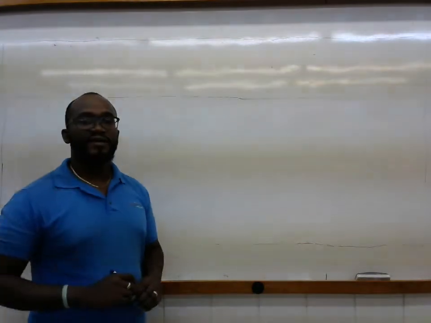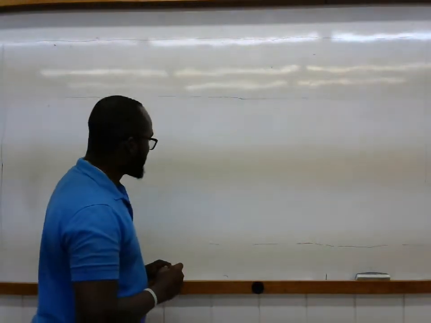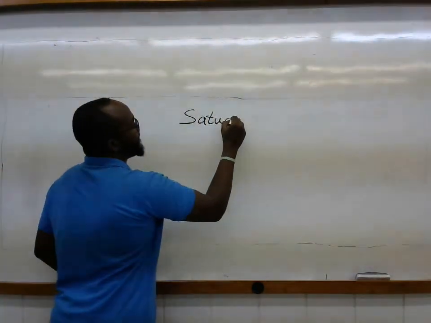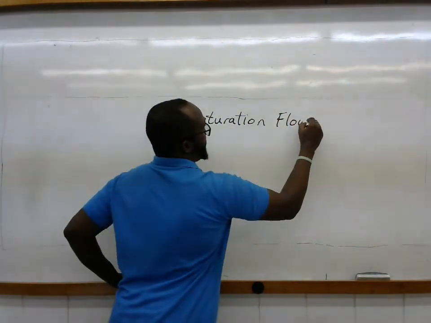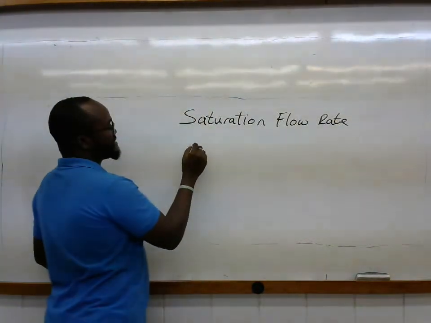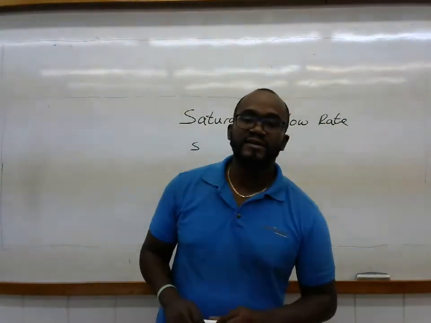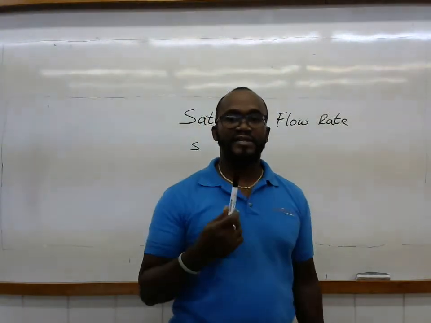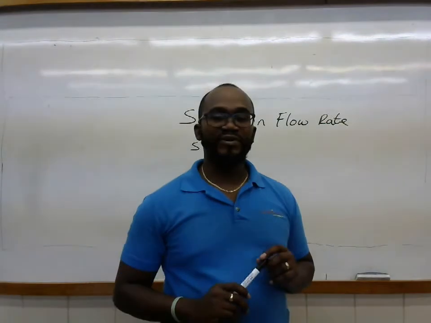Okay, and our final definition before we end this particular sequence: saturation flow rate. Saturation flow rate, normally denoted by S, is theoretically the maximum number of vehicles that can proceed through an intersection in 1 hour, assuming 1 hour of continuous green time.